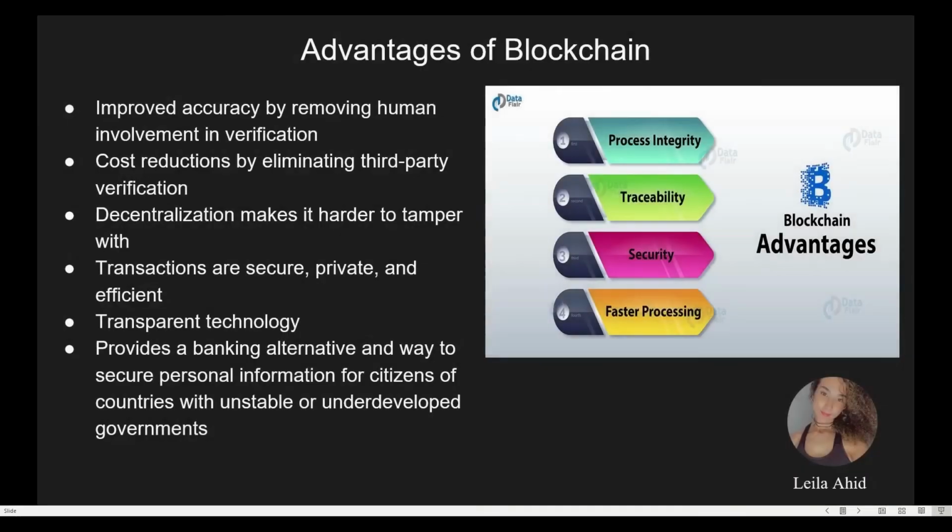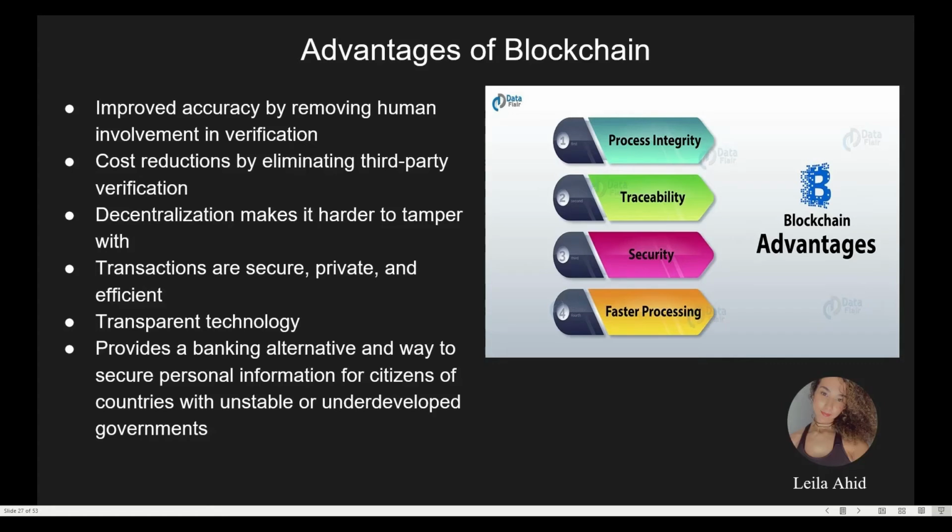So what are the advantages of blockchain? First, we have process integrity. Blockchain was made in such a way that any block or even a transaction cannot be edited, which provides high security. Then we have traceability. Blockchain is designed in a way that it can easily locate any issue and fix it. We also have security. Blockchain technology is extremely secure. Each individual entering the blockchain network is provided with a unique identity linked to his personal account.